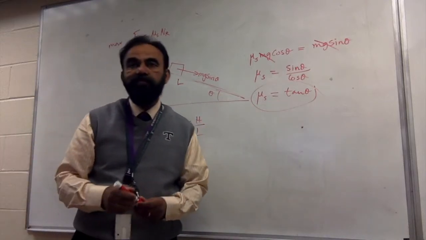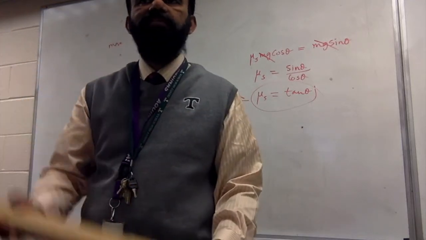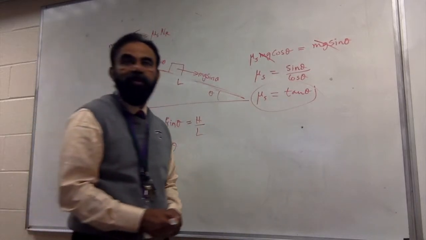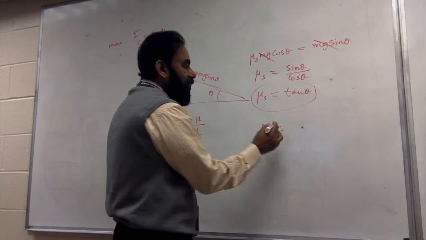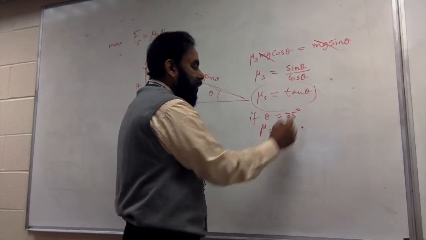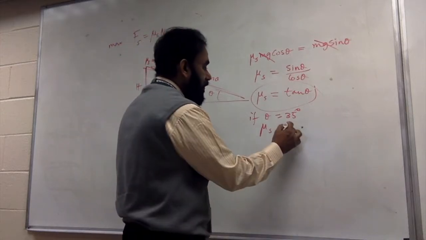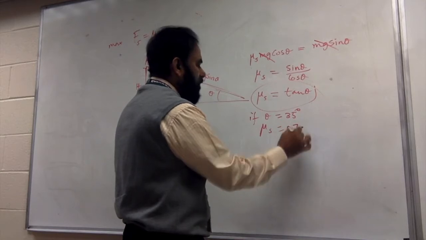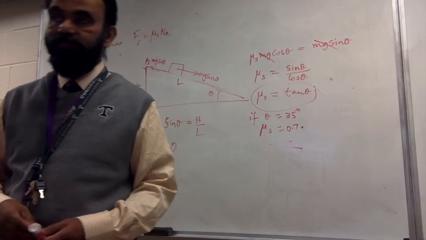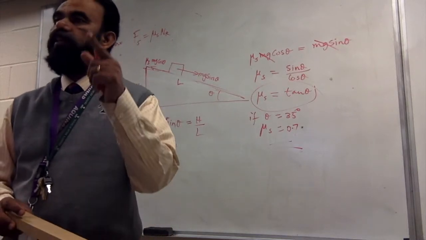So if the angle turns out to be something like 35 degrees, what is your frictional coefficient? How much? If 35 degrees is the angle, if theta is 35 degrees, what is the frictional coefficient? 0.7. Are you sure? Yeah, 0.7. The coefficient of static friction between the objects is 0.7. So that's one fast way of finding it out. Now how do you find the kinetic friction?